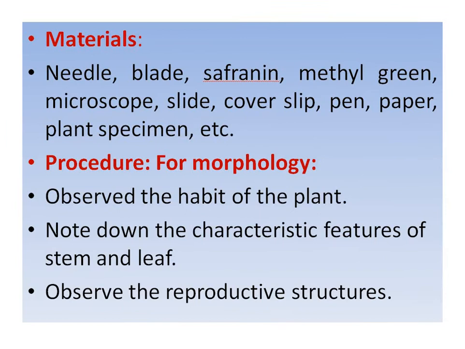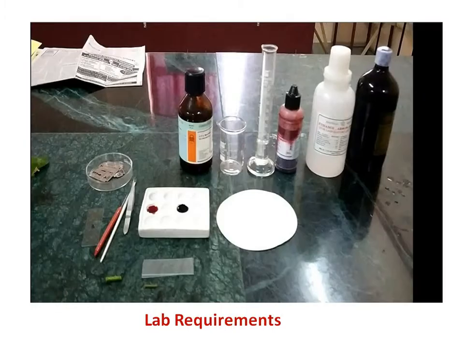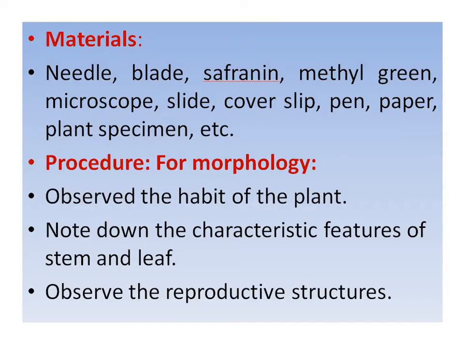For studying the anatomy and morphology of the plant specimen supplied, we need some materials in the laboratory such as needle, blade, safranin, methyl green, microscopic slide, blade, blotting sheet, measuring cylinder, ethanol, methyl blue, paper, plant specimens, etc.